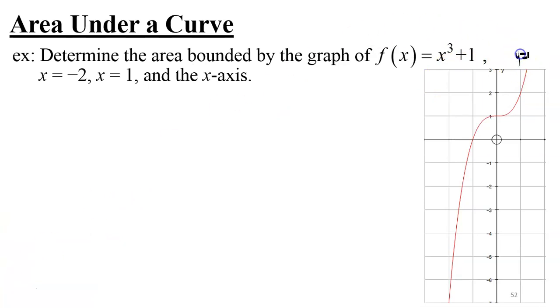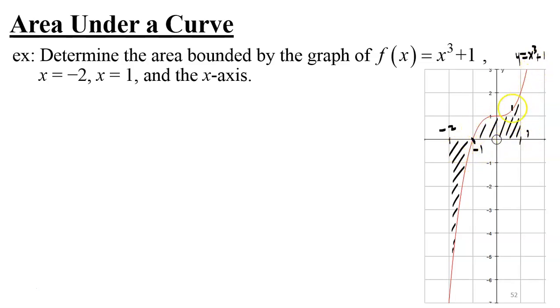So this is the curve of y equals x cubed plus 1. We need to determine the area under the curve between x equals -2 and x equals 1. As you can see on the curve, this is the area under the curve between -2 and -1, and this is the area under the curve between -1 and 1.